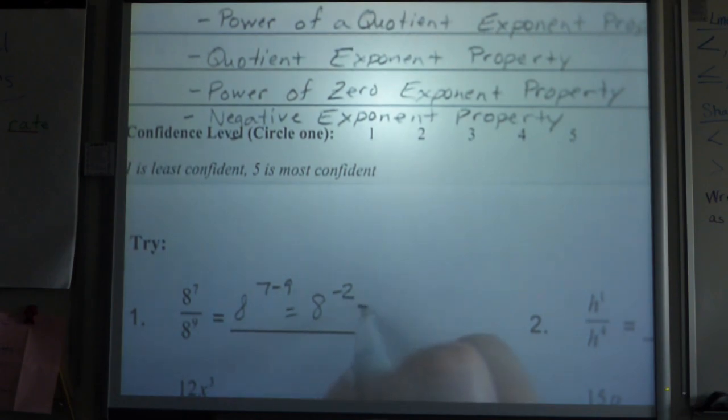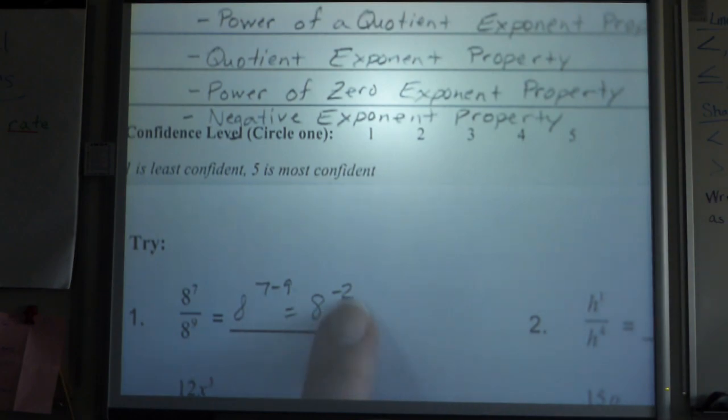So to make it as simplified as possible, we're going to take this 8 to the negative 2. It's currently in the numerator. We're going to move it to the denominator. And it's going to change from being 8 to the negative second power in the numerator to 8 to the positive second power in the denominator. What's left in my numerator? 1.